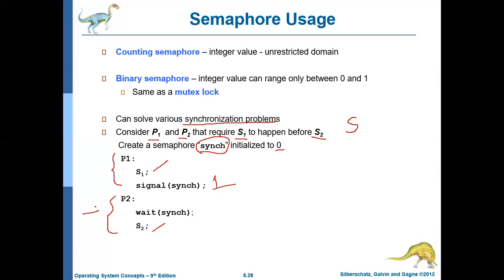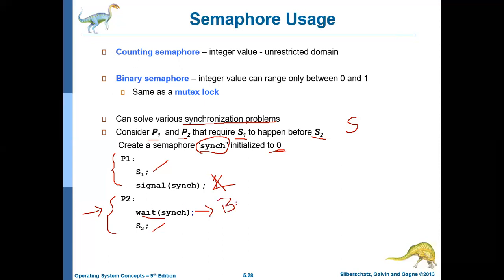Assume P2 is executing first, not P1. So there is a chance that S2 may be executed first, which should not happen. In this case, what happens? Sync is initialized with 0. Before executing S2, P2 calls wait of sync. In the wait code, it checks whether sync is less than or equal to 0. If so, it will do busy wait. As sync is equal to 0, here P2 will do busy wait or perform spin lock.